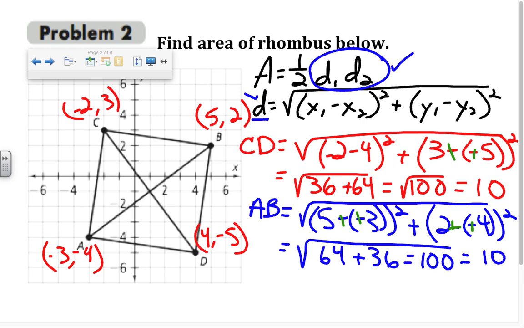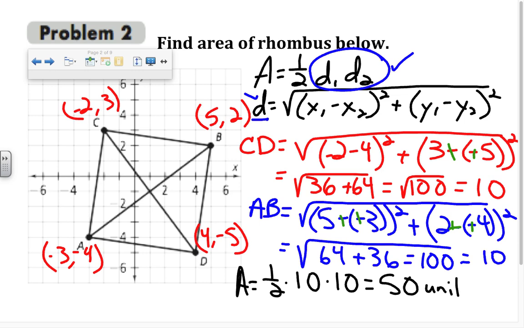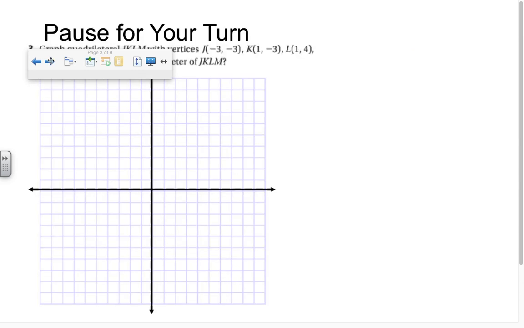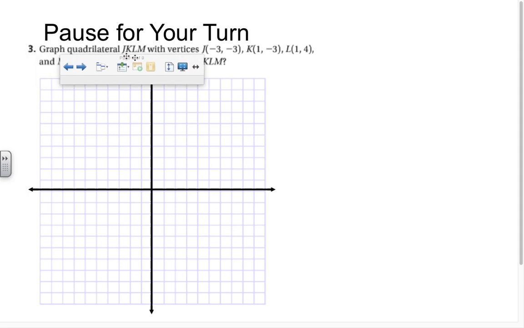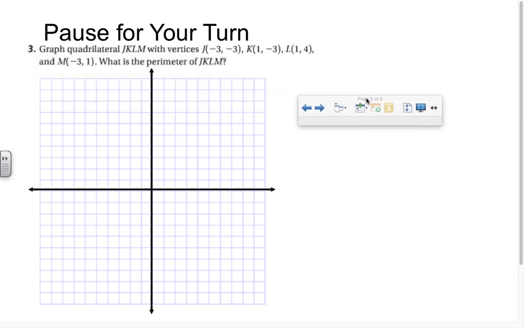So remember why we did this. We did the distance formula to find the lengths of the two diagonals. We have found them both to be 10. Area, therefore, equals 1/2 times 10 times 10, which is 50 square units. Pause for your turn below.